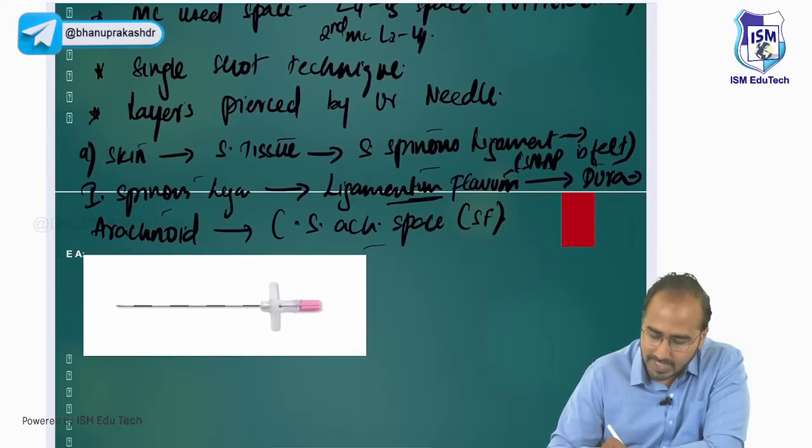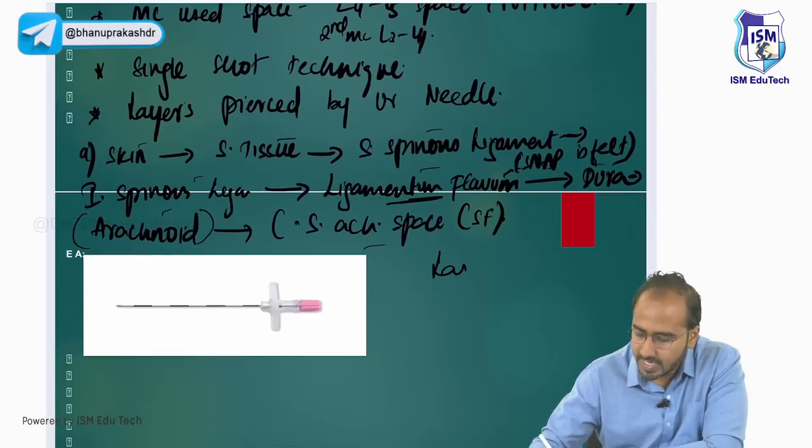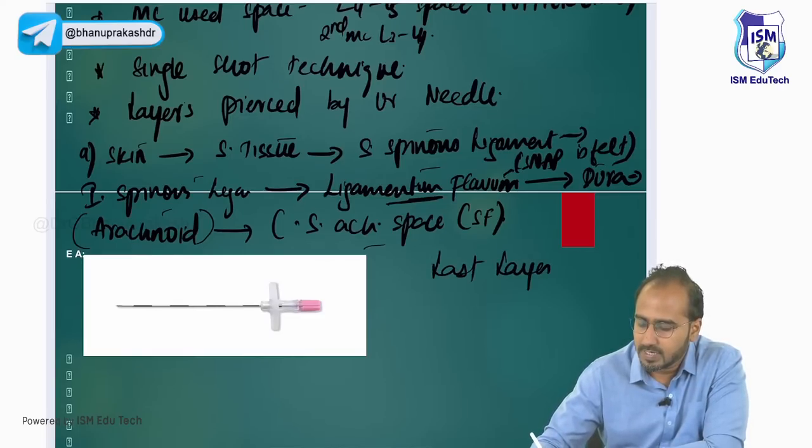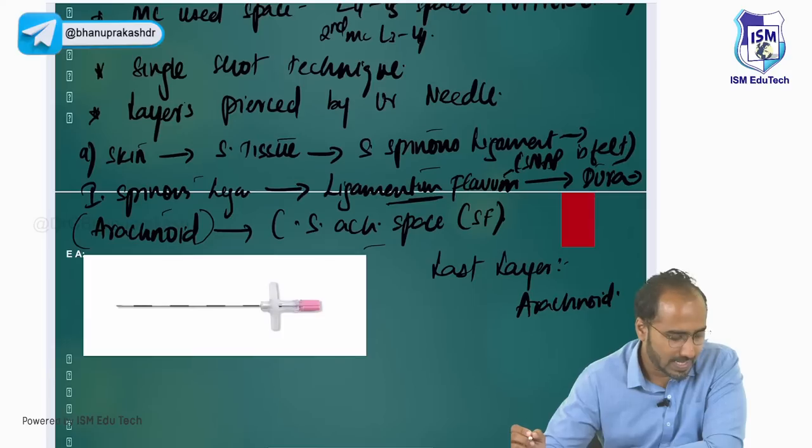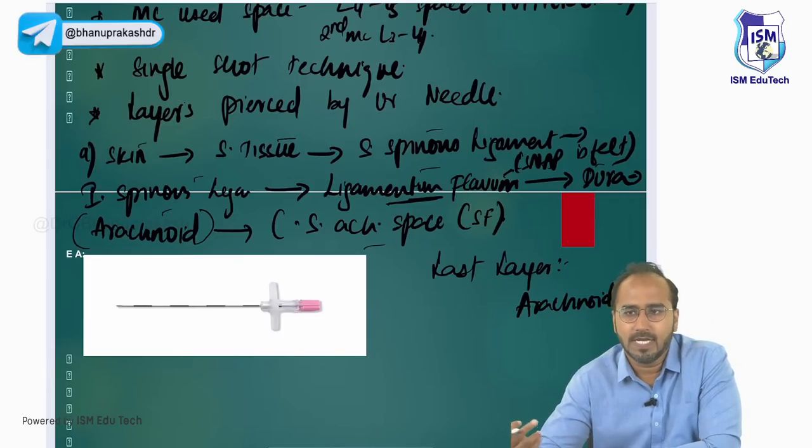And the last layer to be pierced in spinal is what? What is the last layer to be pierced, guys? The last layer to be pierced in spinal is arachnoid. Is this clear? So remember, the toughest ligament is ligamentum flavum.